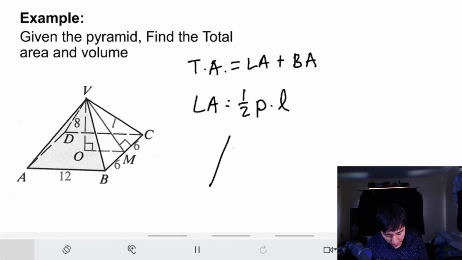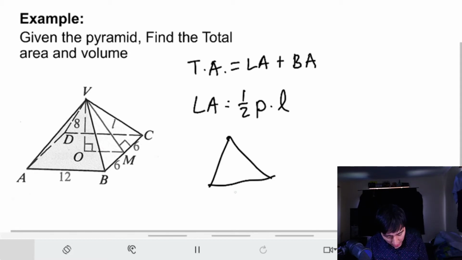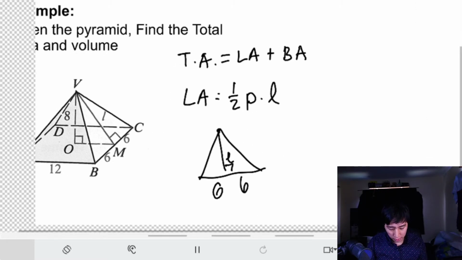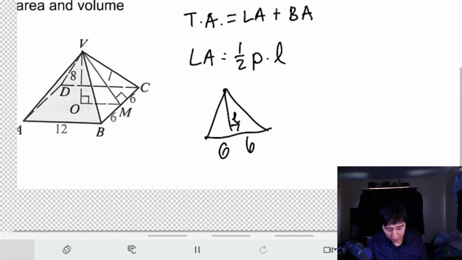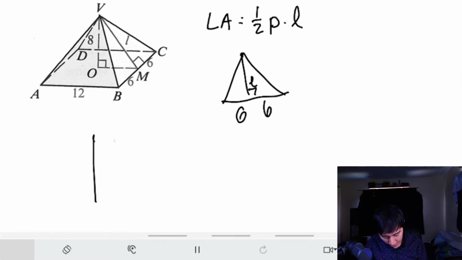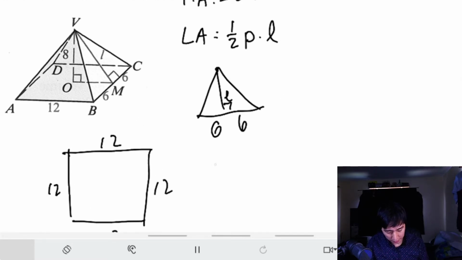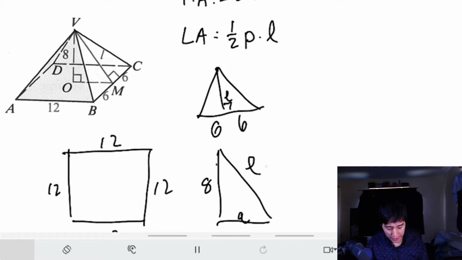So then we have this shape over here. This is going to be 8. Oops, excuse me. This is going to be 6. This is going to be L. This is going to be 6. Can't really do anything with this, so we're just going to put this on the side. Next, we have our base. Our base over here looks like this. 12, 12, 12, 12. And then finally we have this shape over here. My height, which is going to be 8 in this case, my apothem, I don't know what that is, and then finally my slant height over here.